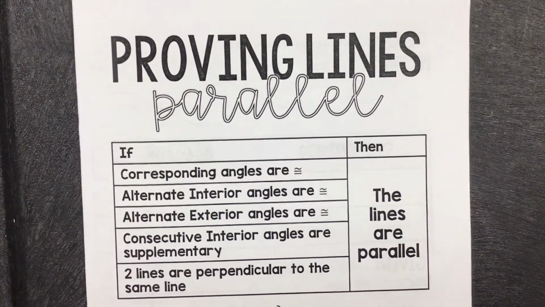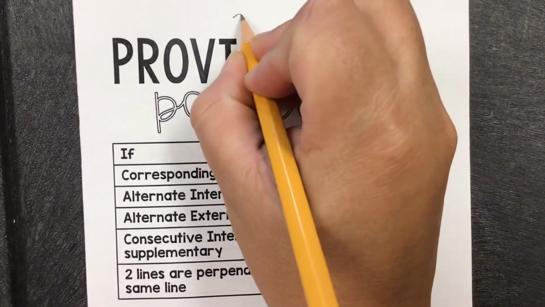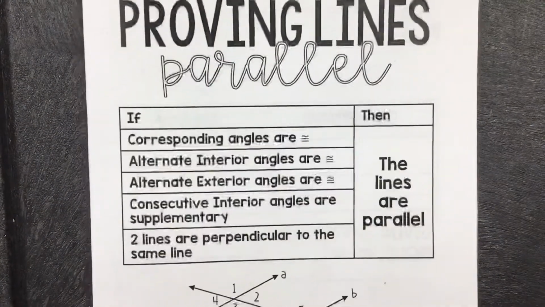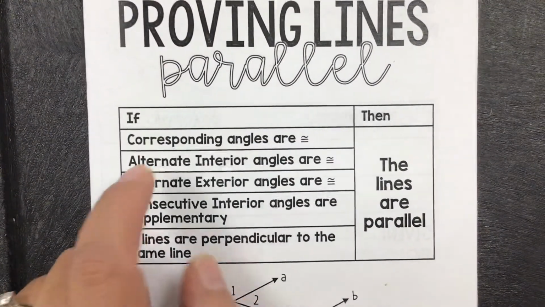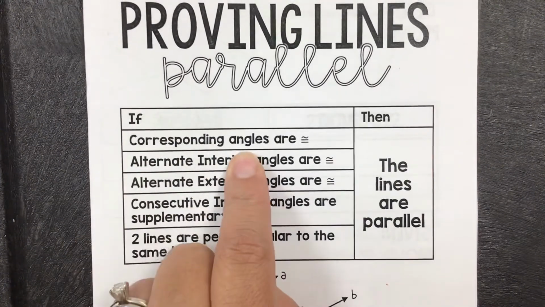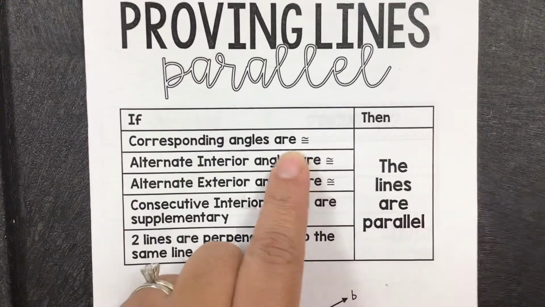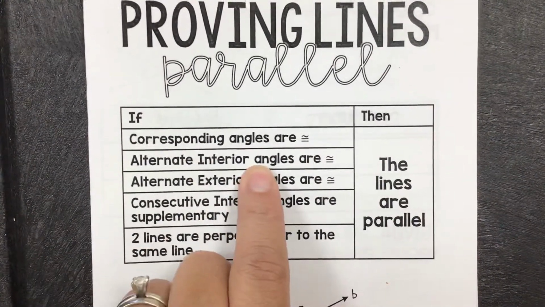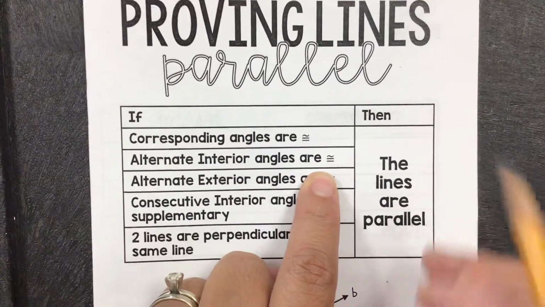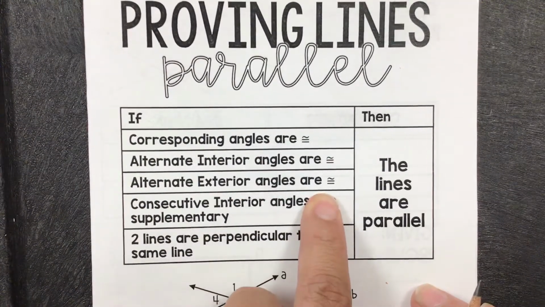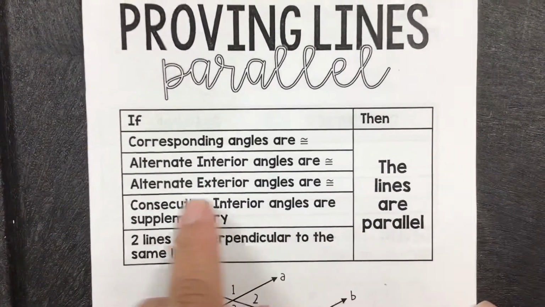This is the notes for section 3.5, proving that lines are parallel. What we need to know first is that when corresponding angles are congruent, then the lines are parallel. Alternate interior angles are congruent, then the lines are parallel.